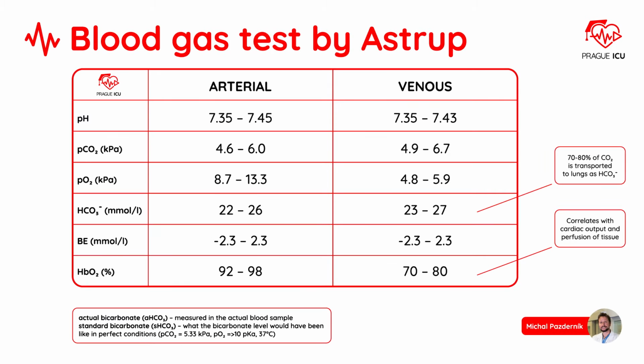Here we can see the normal ranges of arterial and venous blood gas test by Astrup. The most valuable results are taken from arterial Astrup, where normal pH ranges from 7.35 to 7.45. PCO2 ranges from 4.6 to 6, PO2 from 8.7 to 13.3, bicarbonate ions 22 to 26, base excess ranges from minus 2.3 to 2.3, and then oxyhemoglobin levels 92 to 98.